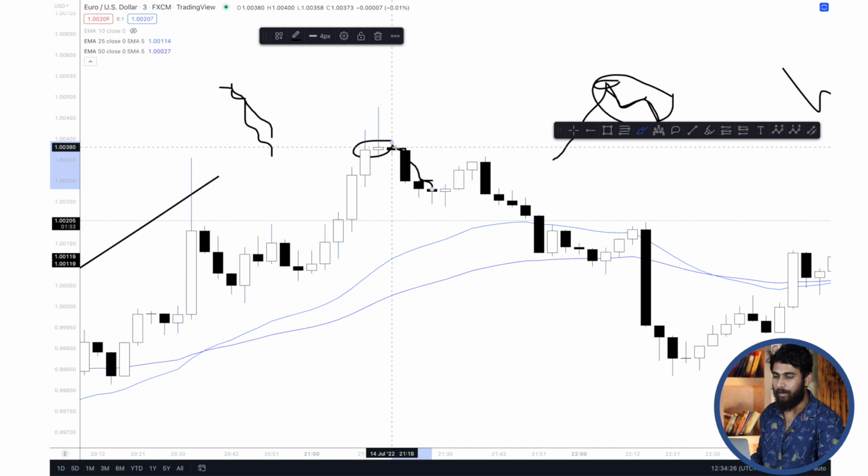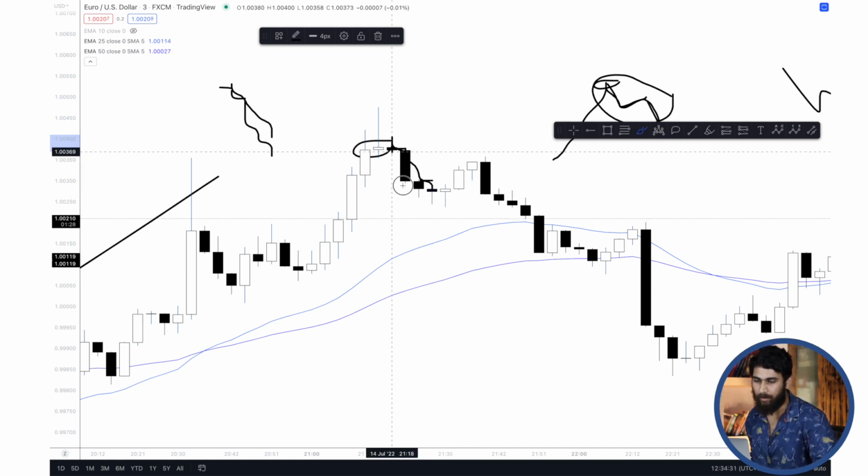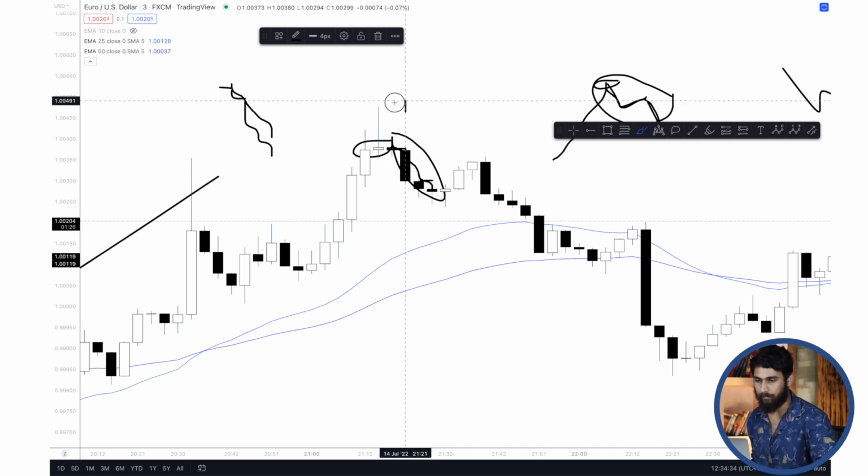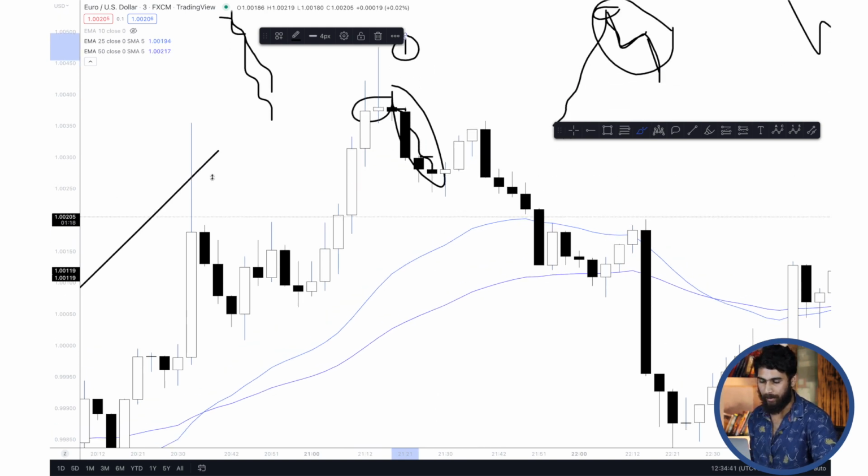So until a new high is formed and this structure is violated, this will be our first leg. This is the first leg. Then we have the pullback to this leg. Now, why is this a pullback? Let us try to understand that.